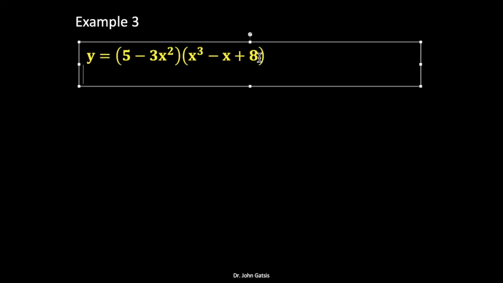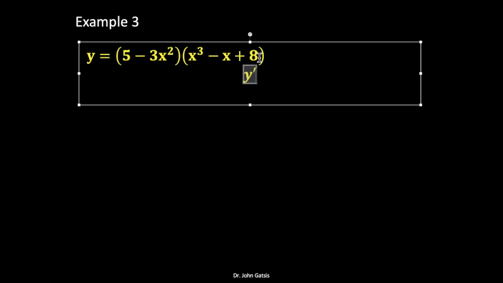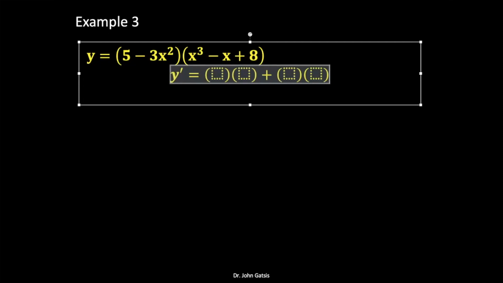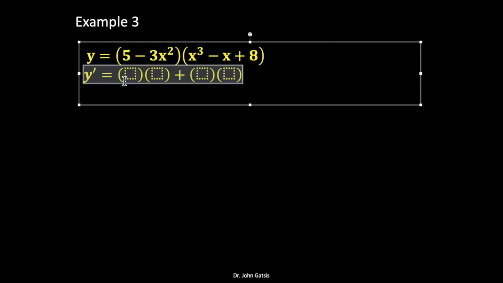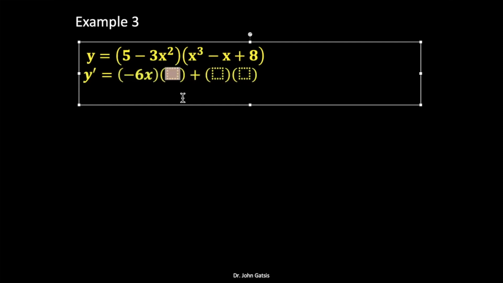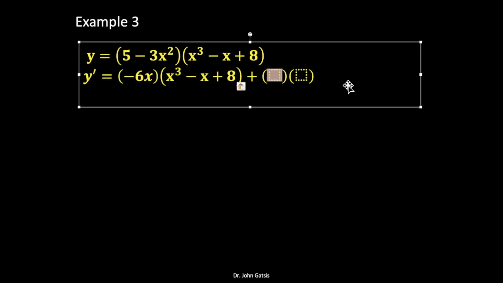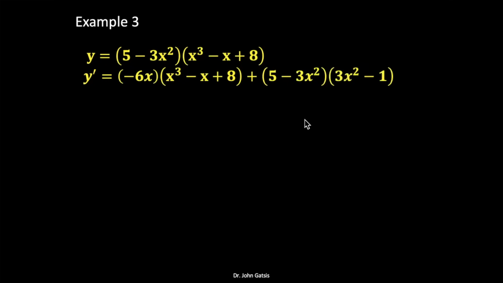All right, in this next example, we're just going to hammer out the derivative of this product. And you can see here that if you did expand it, you would get a quartic, or actually quintic. I didn't see the 2 there. So anyway, the derivative of the first bracket is negative 6x, and then you copy the second bracket. Then you're going to hold that first bracket, 5 minus 3x squared. And the derivative of the second bracket is 3x squared minus 1. There you go.